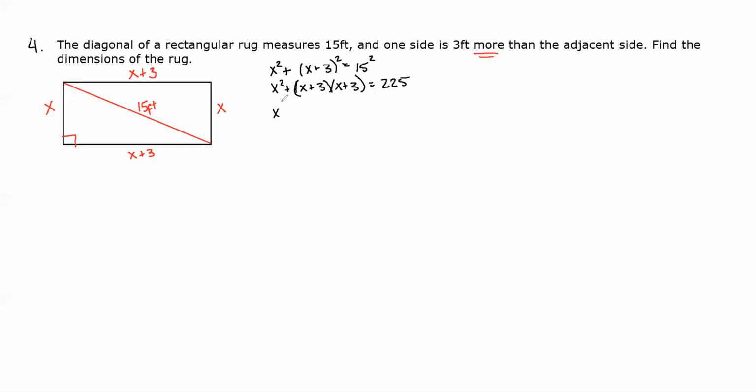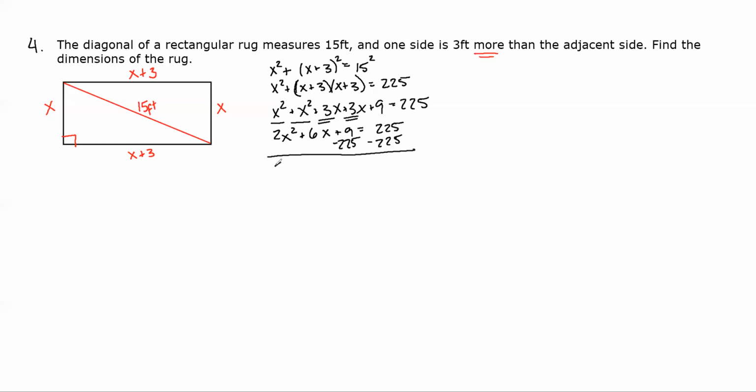Now if we go ahead and multiply this out, we're going to have x times x is x squared. x times 3 is 3x. 3 times x is 3x. And 3 times 3 is 9. Now I'll combine and then we'll get it equal to 0. So x squared plus x squared is 2x squared. 3x plus 3x is 6x. Plus 9 equals 225. Now I'll go ahead and move this 225 over to get it equal to 0.